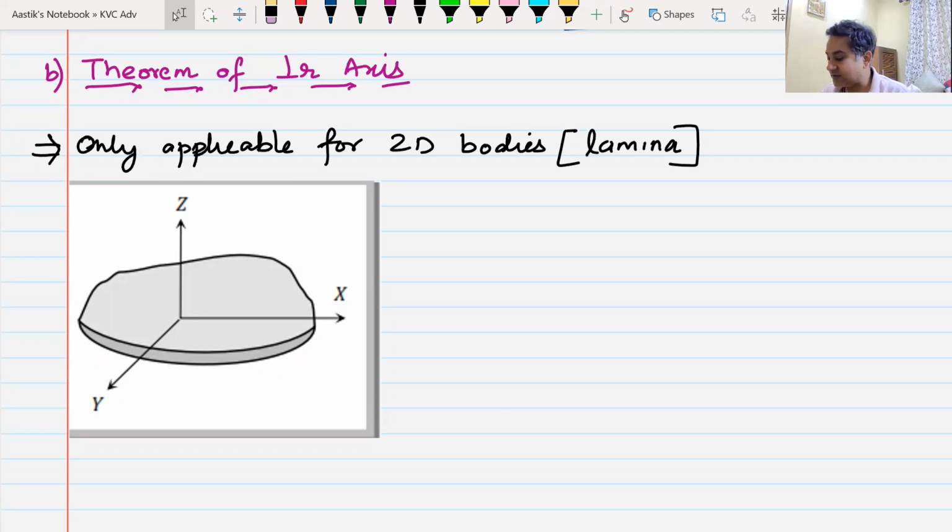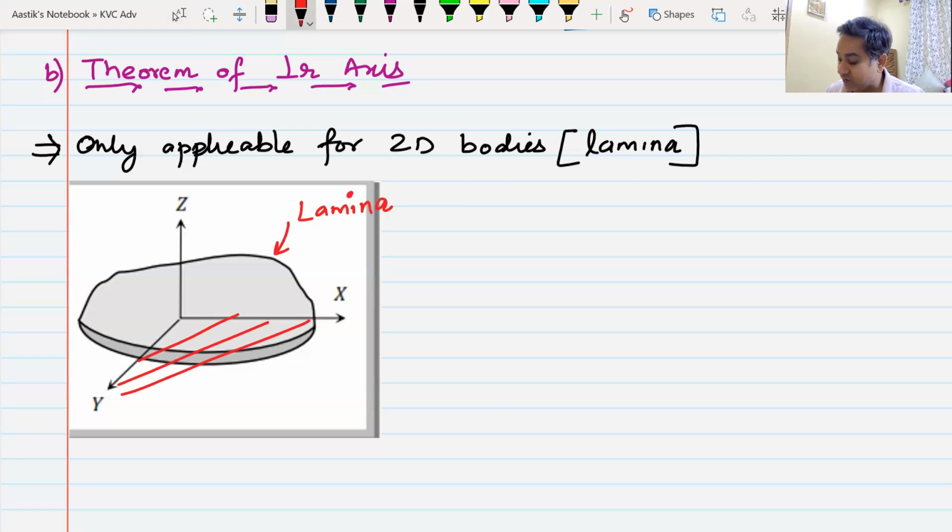So what do you see in this diagram? You see this is a 2D body. We call this lamina. Now this two-dimensional body lies in which plane? It lies in this plane, which is the XY plane. Do we understand this? This two-dimensional body lies in the XY plane. So if my hand is taken as a two-dimensional body, it lies in this XY plane. And this Z-axis is perpendicular to this. Do we understand this? Yes, sir.